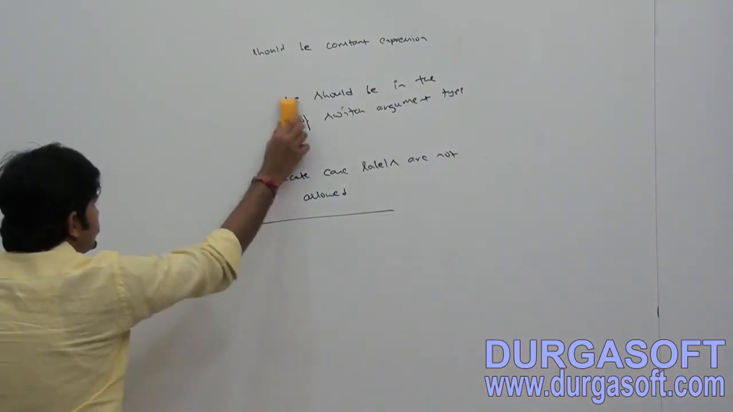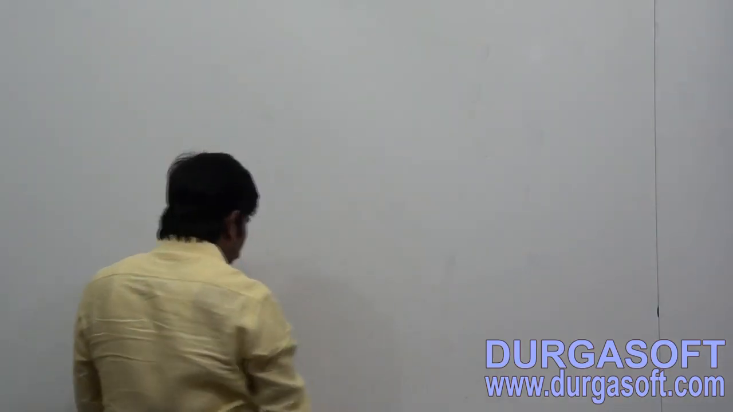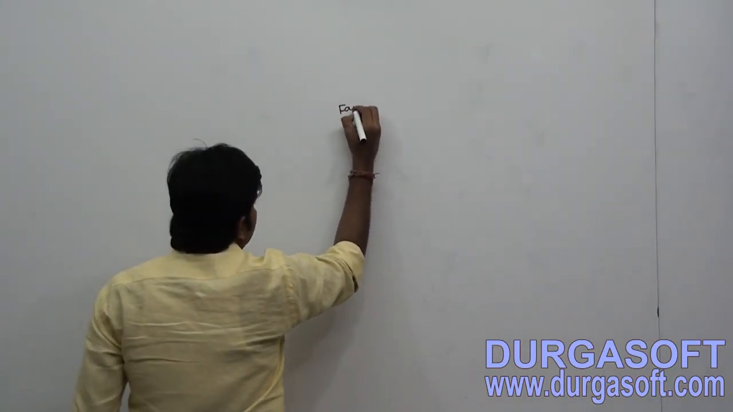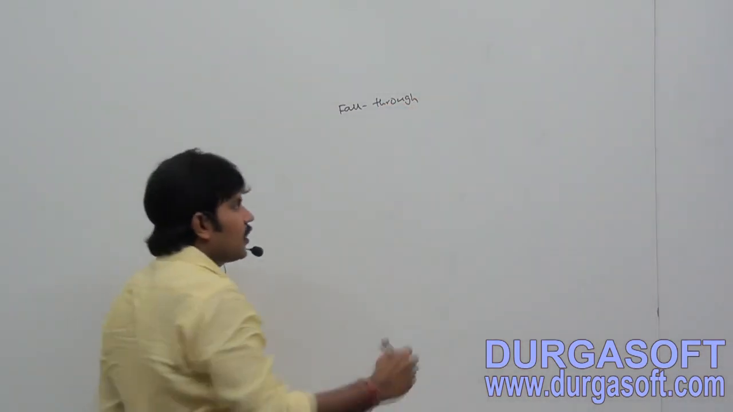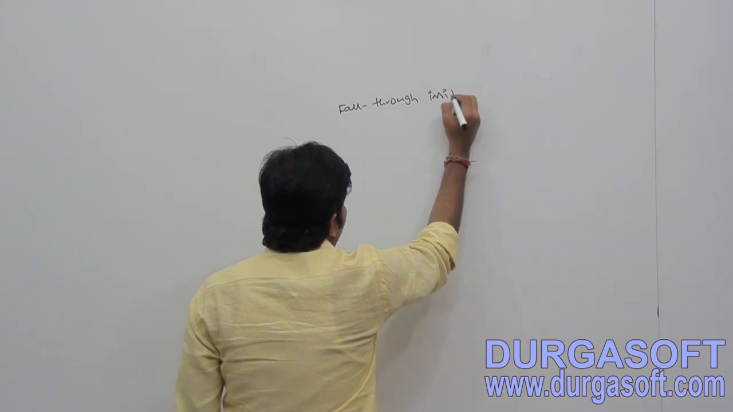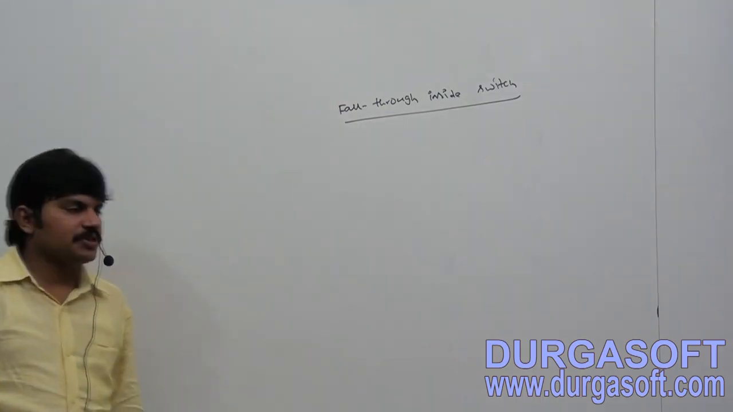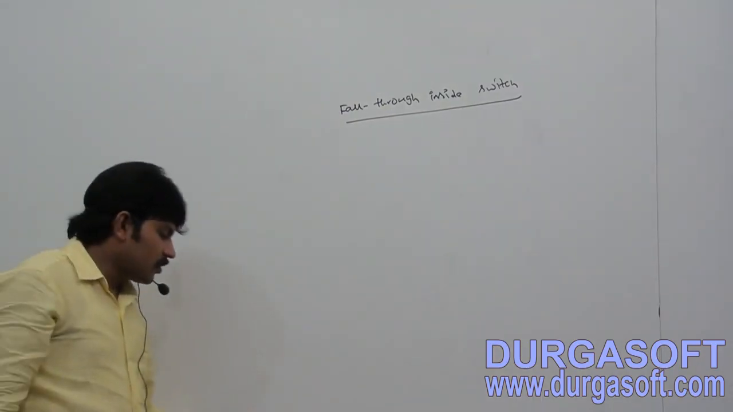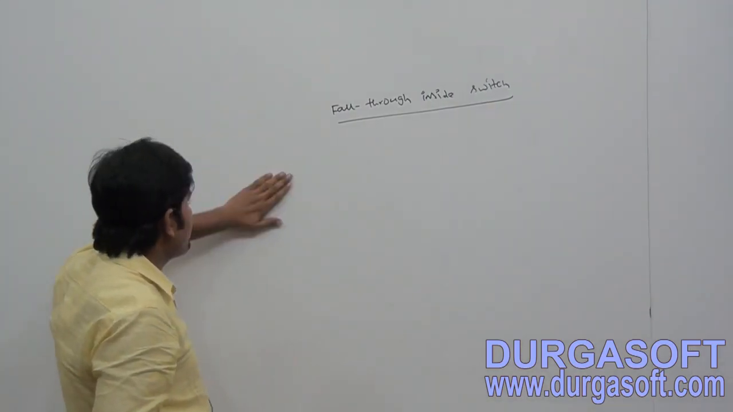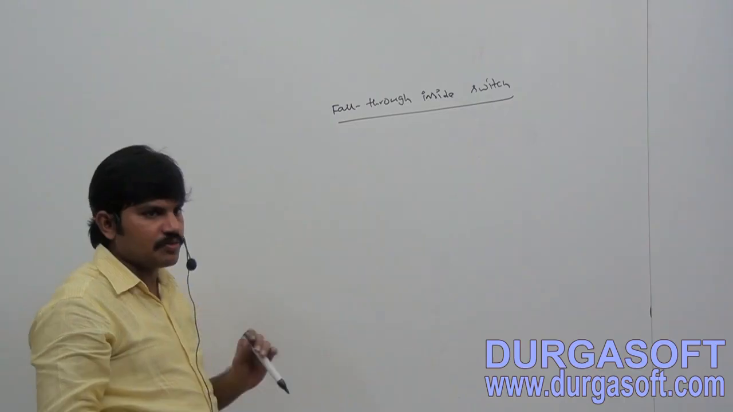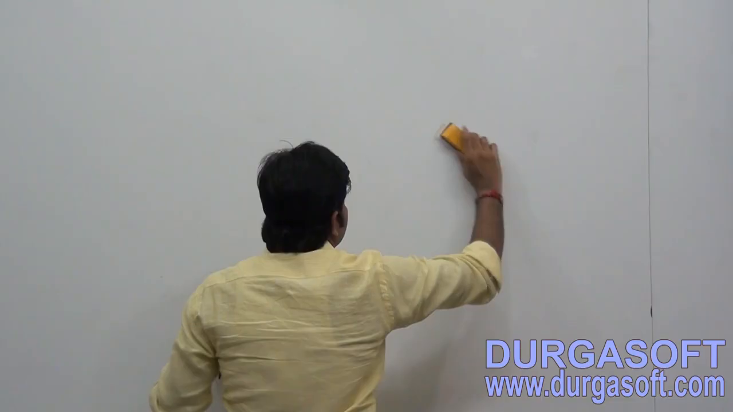And next one. So keep the subheading: fall through inside a switch. Fall through, falling down. Fall through inside a switch. Okay, completed, right? So what is the meaning of fall through inside a switch?